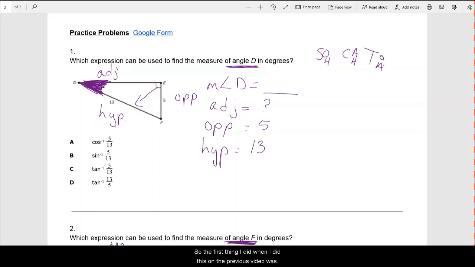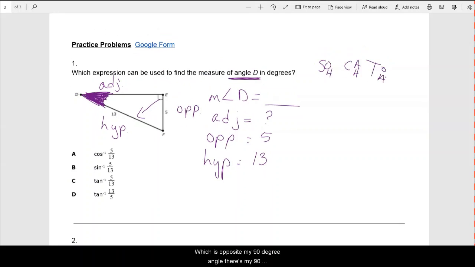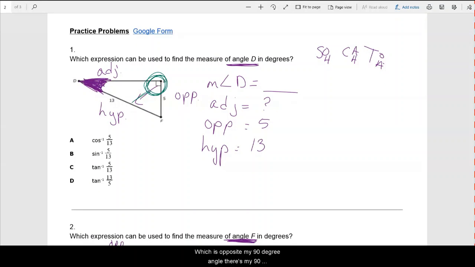The first thing I did in the previous video was label my hypotenuse, which is opposite my 90-degree angle. I highlighted the angle I was focusing on, which is angle D. Angle D is made up of the hypotenuse and the adjacent side. So DE is adjacent and EF is opposite.